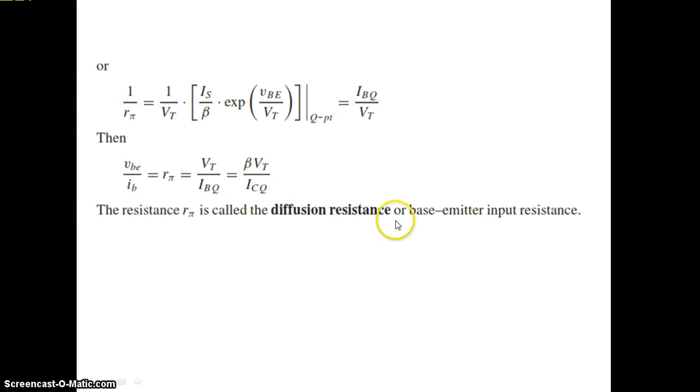So the resistance R pi is called the diffusion resistance or base emitter input resistance. This is an important parameter in the small signal hybrid pi equivalent of the BJT amplifier. It is given by beta VT by ICQ or VT by IBQ, where VT is a thermal voltage with a value of 26 millivolt.